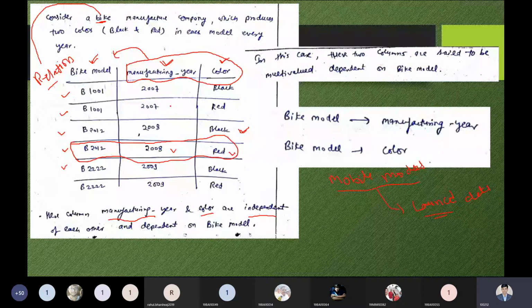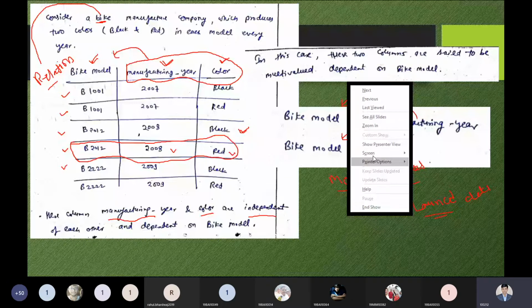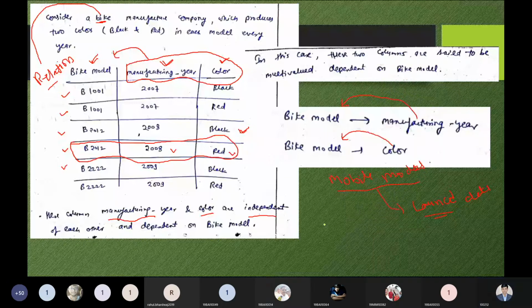We can see multi-valued attributes as one kind of thing. So we have a multi-valued attribute, and the same way we have the multi-valued dependency. We can differentiate these two patterns: over here manufacturing year depends on the bike model, and color also depends on the bike model. Now if you want to write this into a different pattern, then you can write this example like this one.